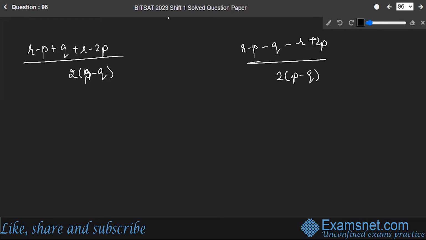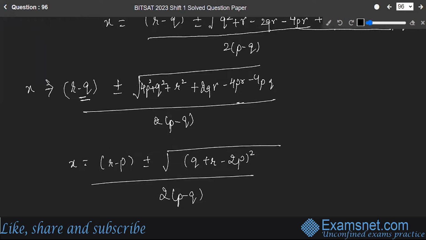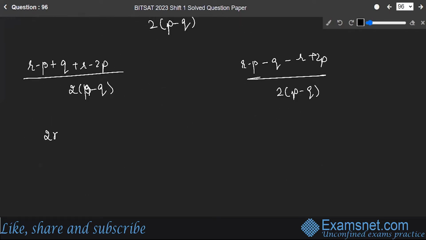So this is going to give you 2R, and I think I made a mistake. Here was R minus Q and I wrote R minus P over here. So this is R minus Q, and here is also R minus Q. Now this Q and this Q will cancel. You have (2R minus 2P) upon (2P minus Q).